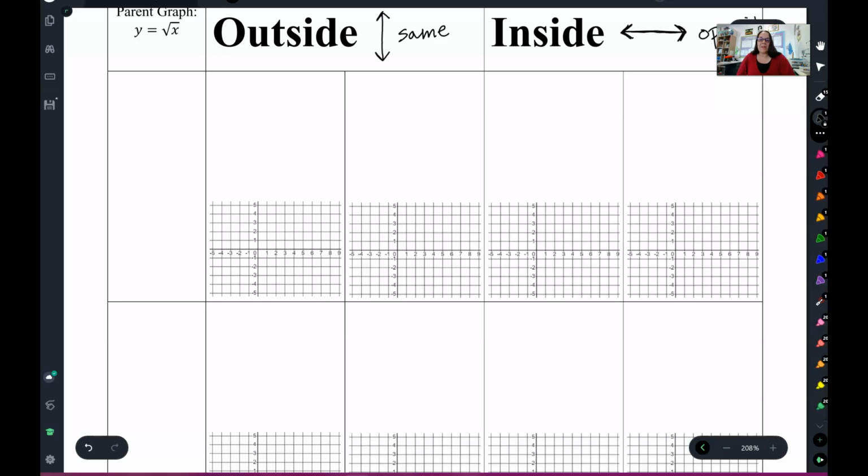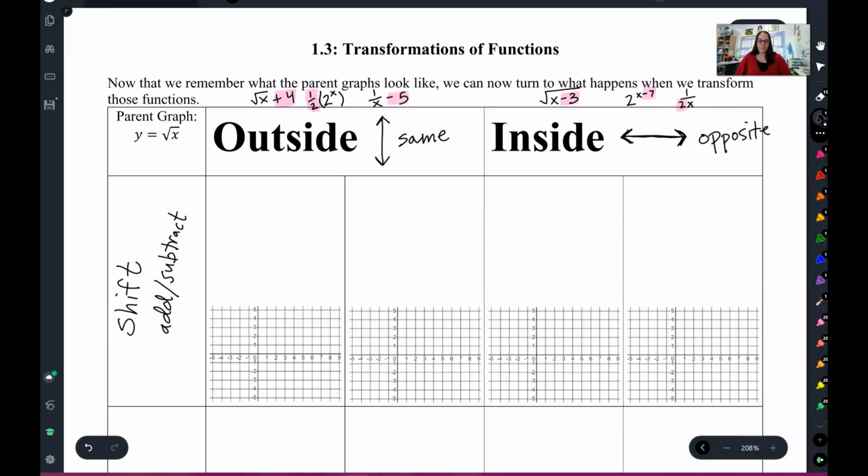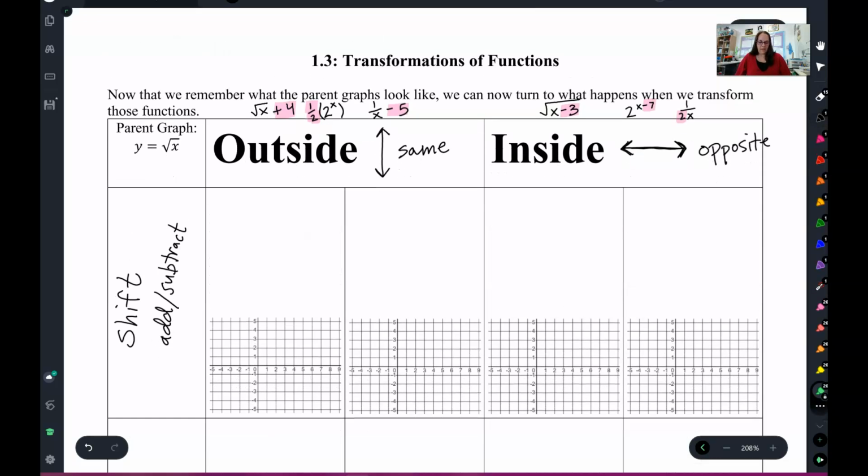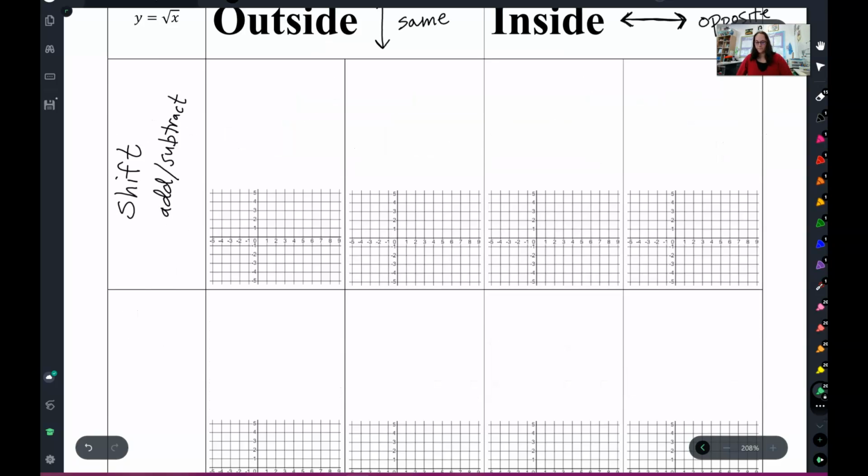Now, we have 3 types of transformations that we talk about. The first one is a shift, also sometimes called a translation. A shift or a translation happens anytime you are adding or subtracting a number. So if I come up here to these examples that I did, that would be a shift because I'm adding or subtracting. So all those green ones would be shifts or translations.